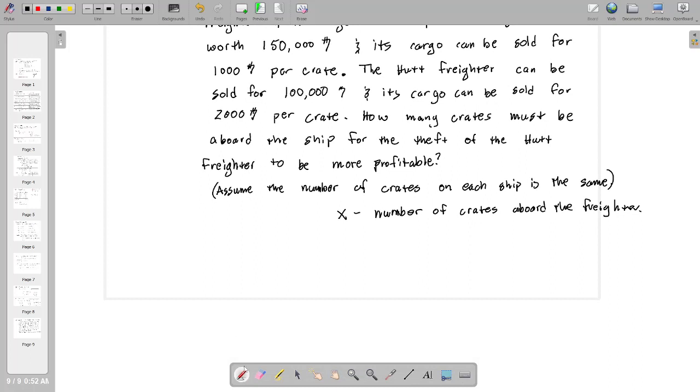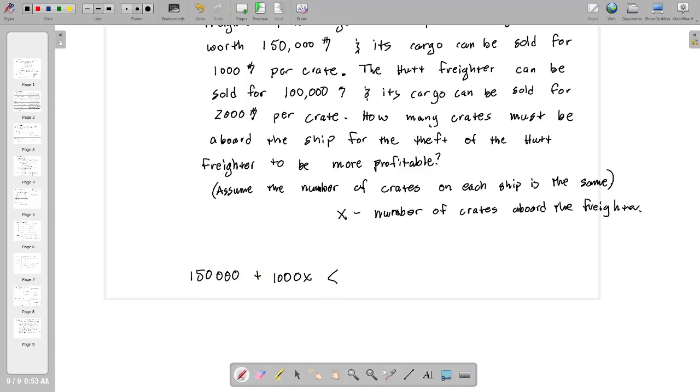All right, now we need to set up our inequality here. If the pirates steal the Republic ship, they get 150,000 credits immediately for selling the freighter, and then its cargo can be sold for 1,000 credits per crate. Now, the number of crates is X, so 1,000 times X will be the amount of credits that they get from selling the crates. So we'll have 150,000 plus 1,000X. This is going to be the total number of credits that they receive from stealing the Republic freighter.